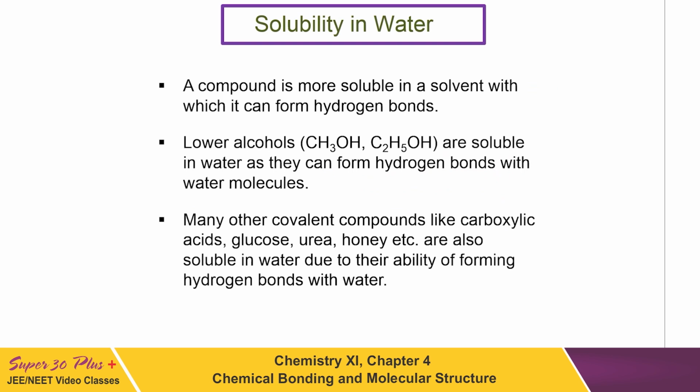This H bond formation also affects the solubility in water. A compound is more soluble in a solvent with which it can form H bond. Those solvents or solutes which form H bond with each other are more soluble. Lower alcohols are soluble in water. In fact, I should say they are very much soluble in water because they can form H bond with the water molecules. Many other covalent compounds like acid, glucose, urea, honey are also very much soluble in water, and the reason is the same for all. They have the ability to form H bond with the water.